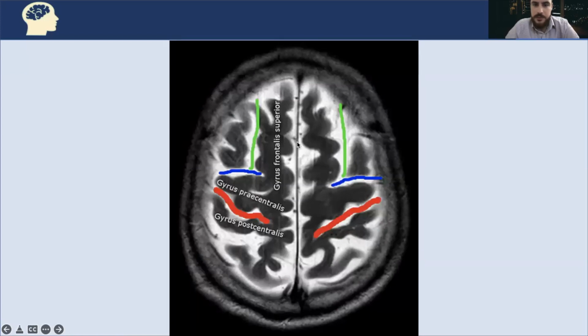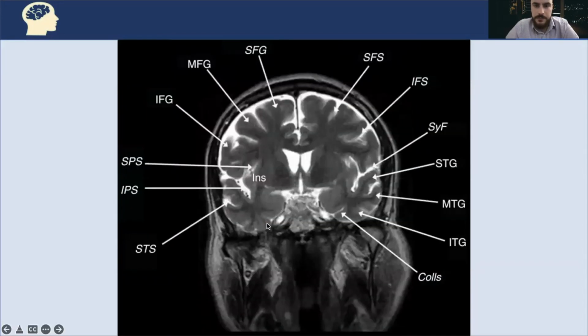This is another picture. This is the right side, and this is the left side. This is the superior frontal gyrus. This is the precentral gyrus. So this is the L sign. What's behind it is the central sulcus.